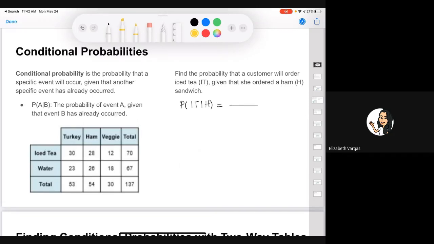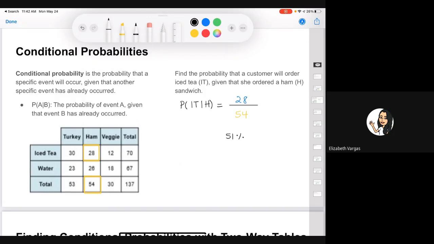So I want the total number of people who have ordered a ham sandwich, 54. And now, out of those 54 people who have ordered a ham sandwich, how many of them ordered an iced tea? Right there, 28, right? That says iced tea, ham sandwich. That means they ordered an iced tea and a ham sandwich. So I'm just going to put that on top. And then I can plug that into my calculator, or I can leave it like that. If I wanted to find the probability, I could put it in the calculator. And it's going to be approximately 51%.